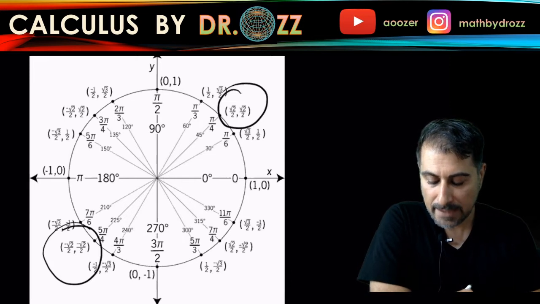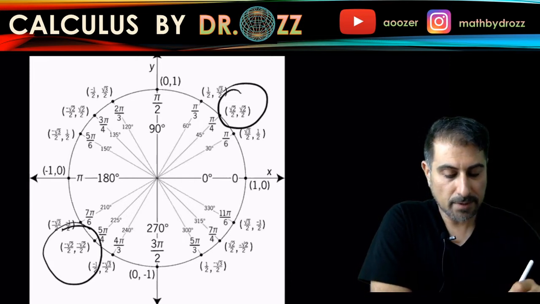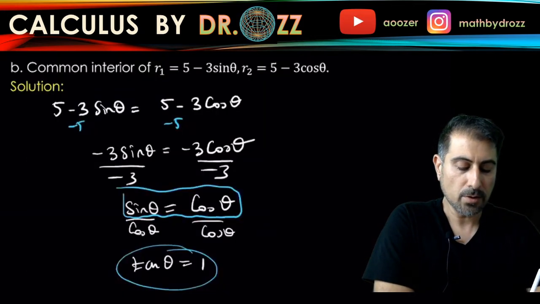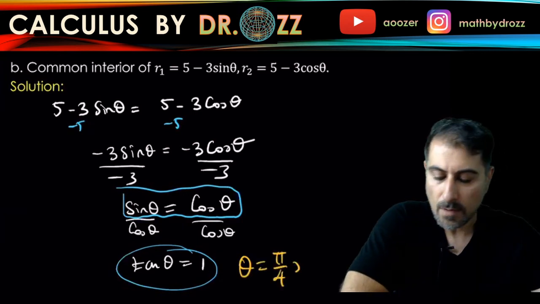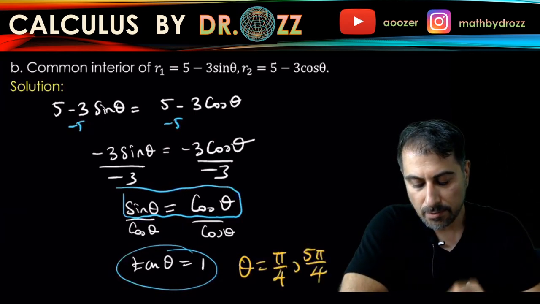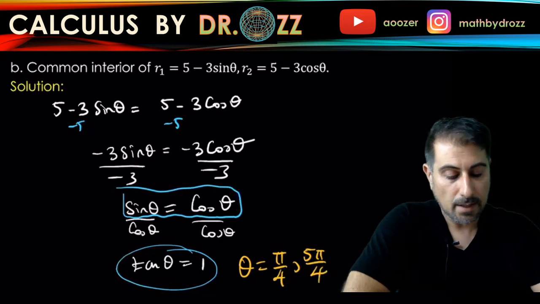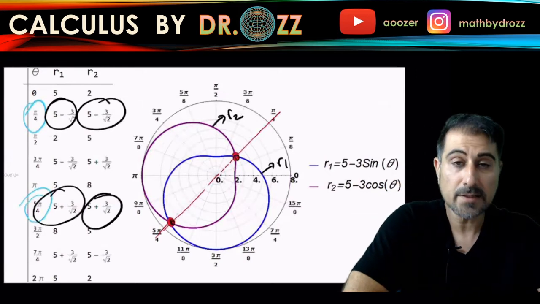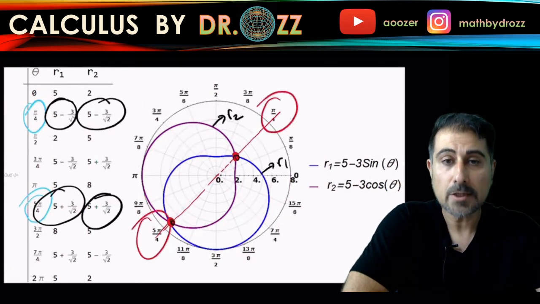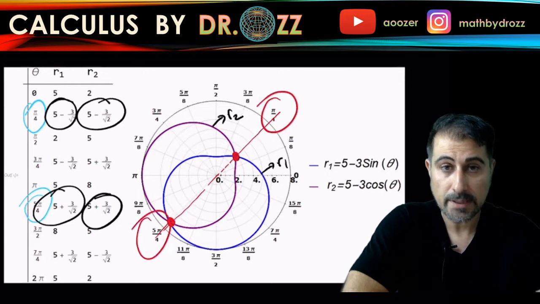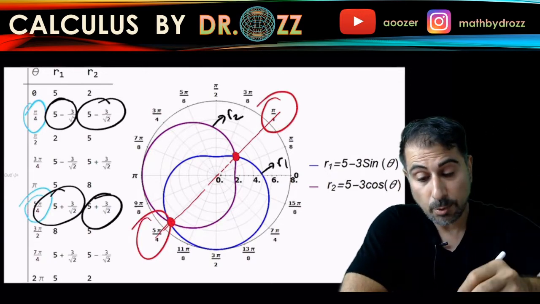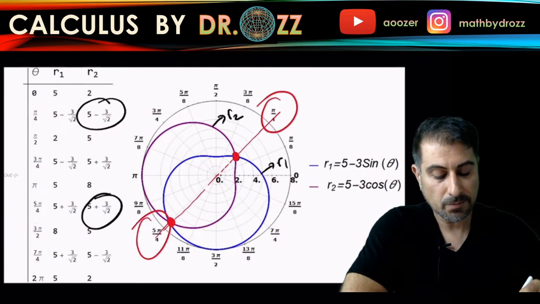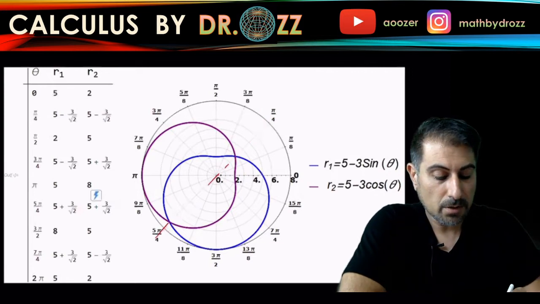Okay, so let's go back and write down the solution of this problem as theta equals pi over 4 and 5 pi over 4. And I also observed this from the graph. Remember that we got pi over 4 and 5 pi over 4 here, and these were the rays where the curves intersect each other. All right, so now the question is, what is the common interior of these curves? Well, I can see that here, right? So we're talking about this full region.